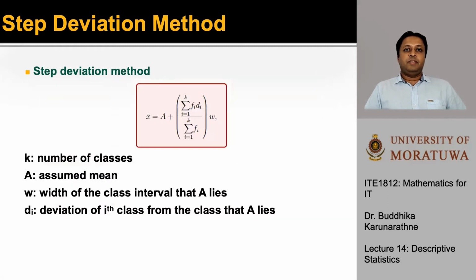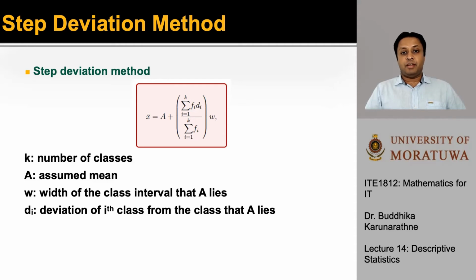So that was the first method, which we call the direct method. We can also introduce the step deviation method. And in this case, the equation used to calculate the mean is what you see on the slide. X bar is equal to A plus the summation of FI DI divided by the summation of frequencies, times W. So let's see what these symbols represent.